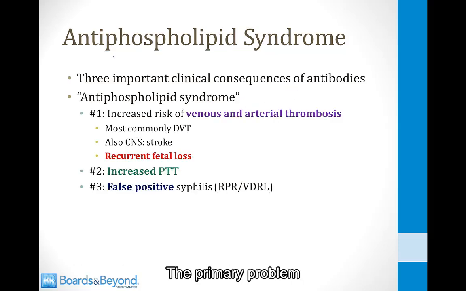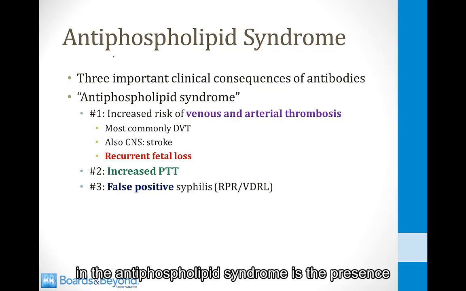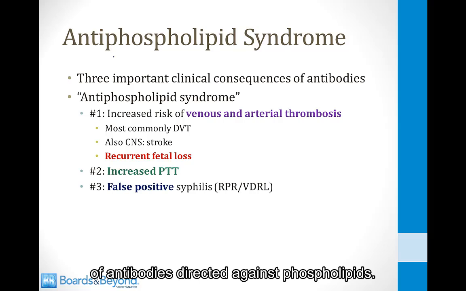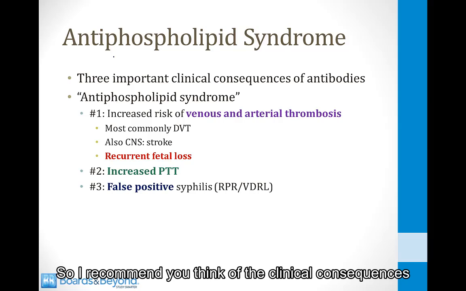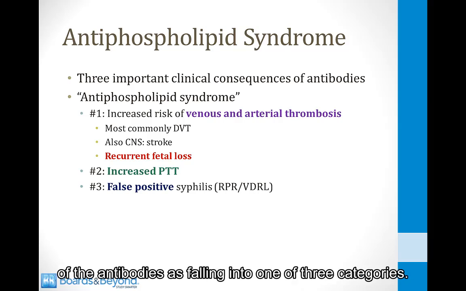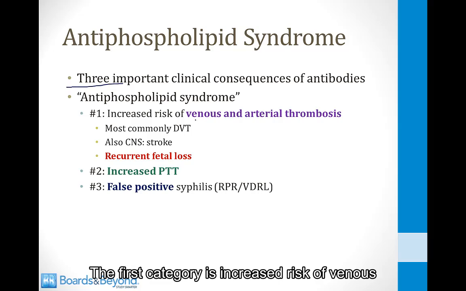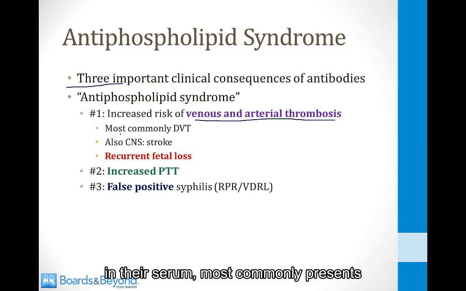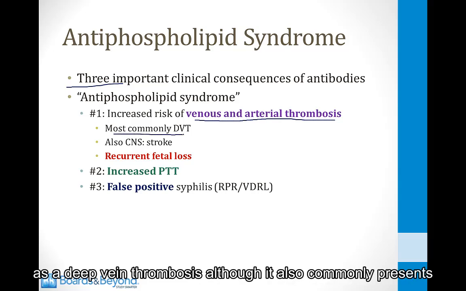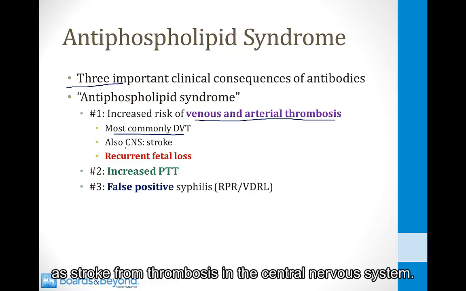The primary problem in the antiphospholipid syndrome is the presence of antibodies directed against phospholipids. What's confusing about this syndrome is that there are a number of different clinical consequences that result from those antibodies. So I recommend you think of the clinical consequences of the antibodies as falling into one of three categories. The first category is increased risk of venous and arterial thrombosis. This happens when people have antiphospholipids in their serum.